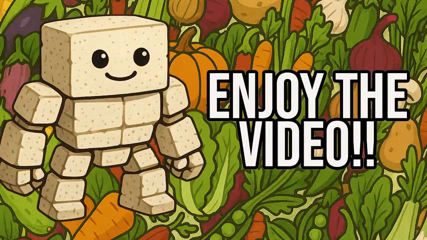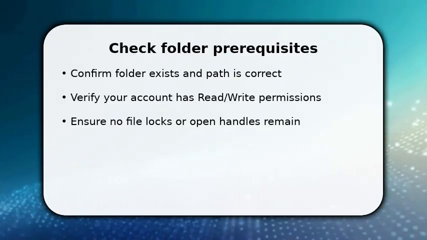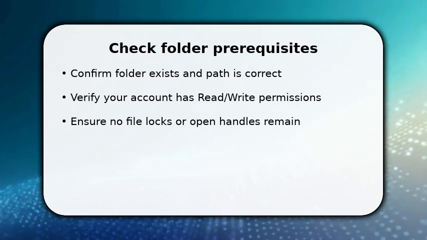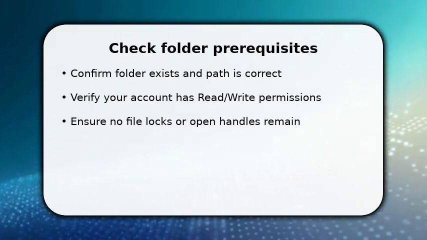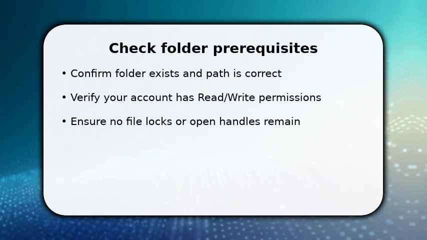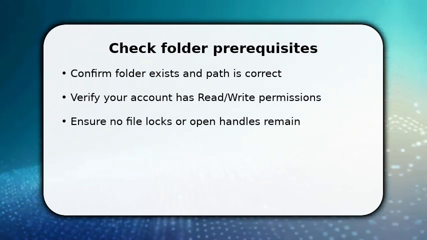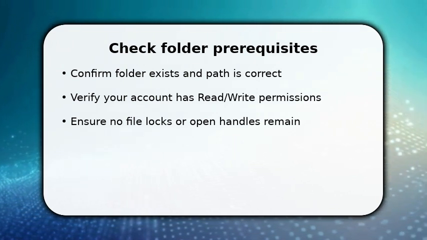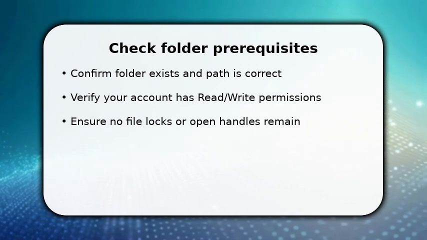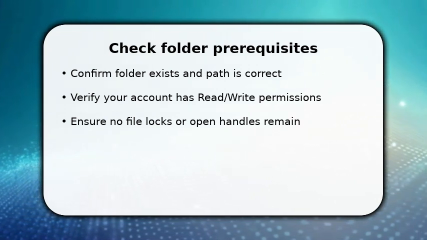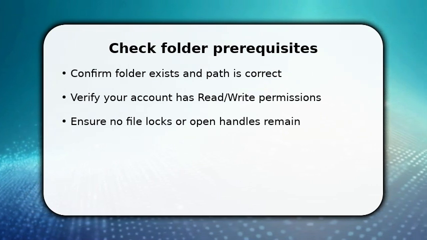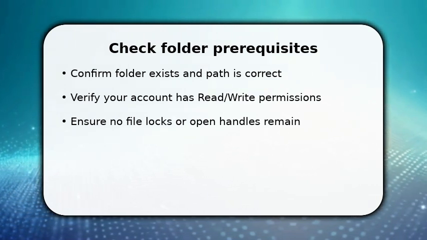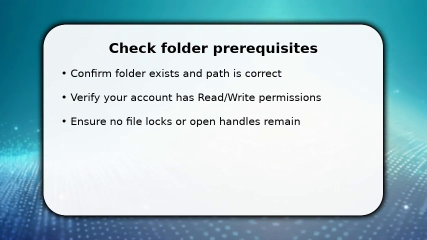Please enjoy the video. You start by confirming the basics fast. Open your file manager and navigate to the target folder so you see its path. Once done, check your account permissions. You need read and write to use the folder. If another program has a lock, close that app or reboot to clear handles. Make sure the drive is mounted and has free space. These immediate checks remove common blocks and prepare you for the permission and ownership fixes next.